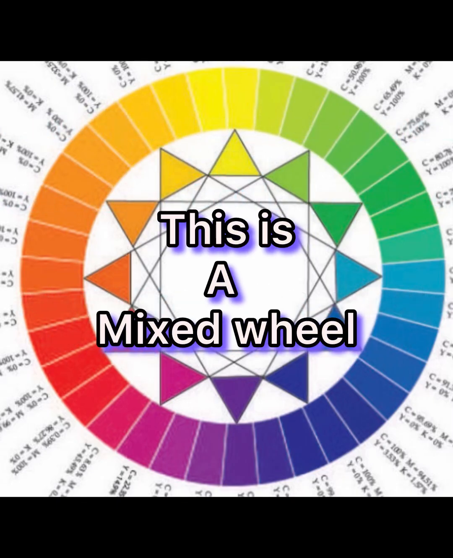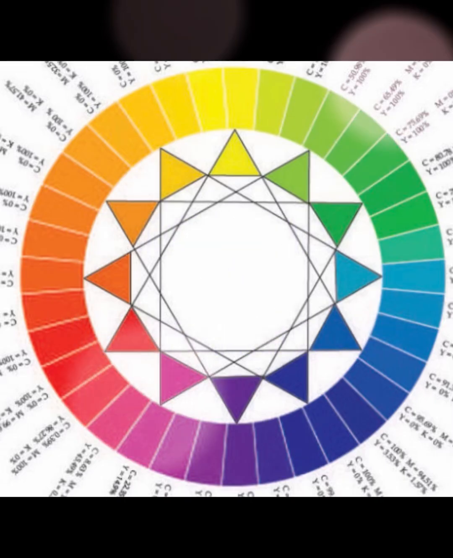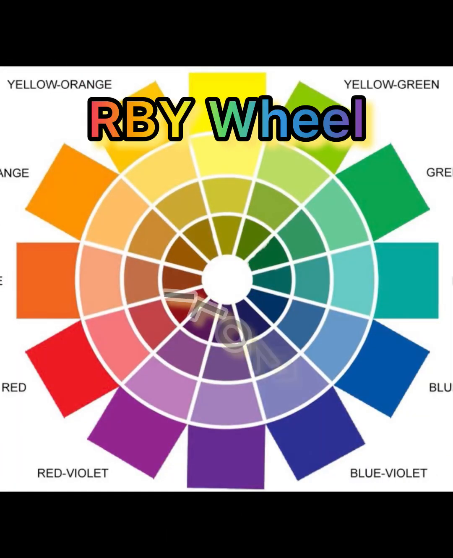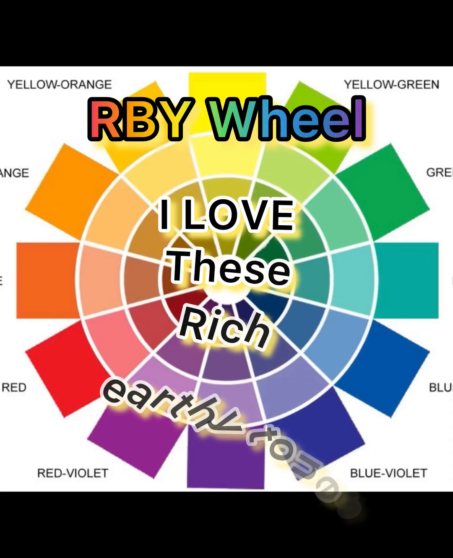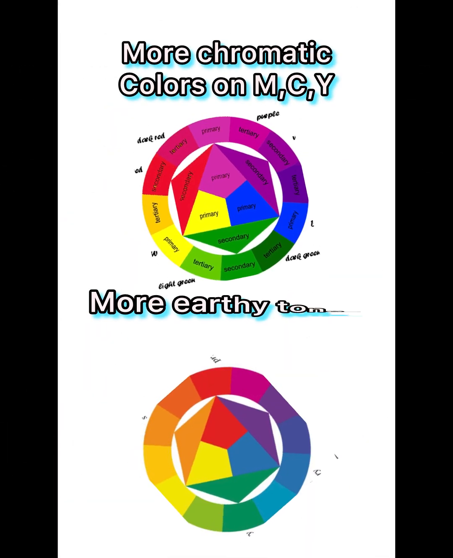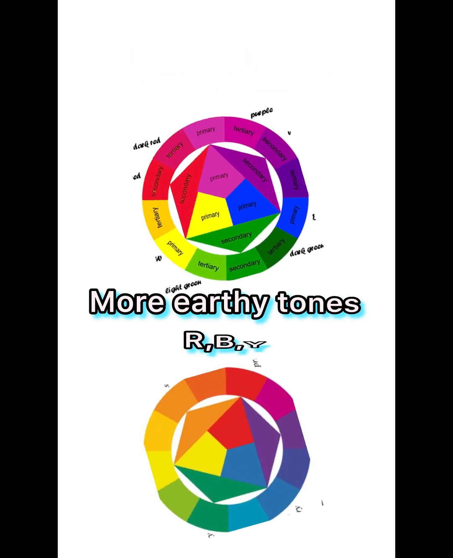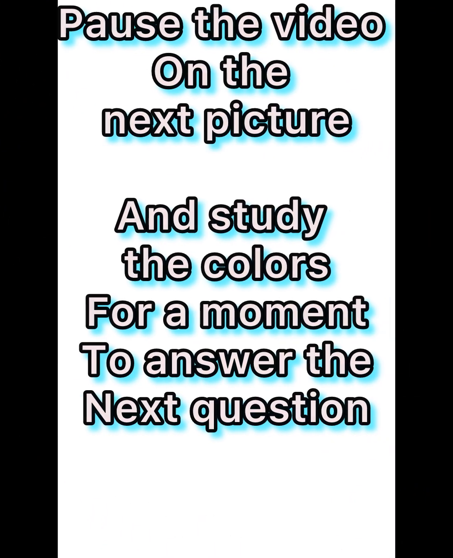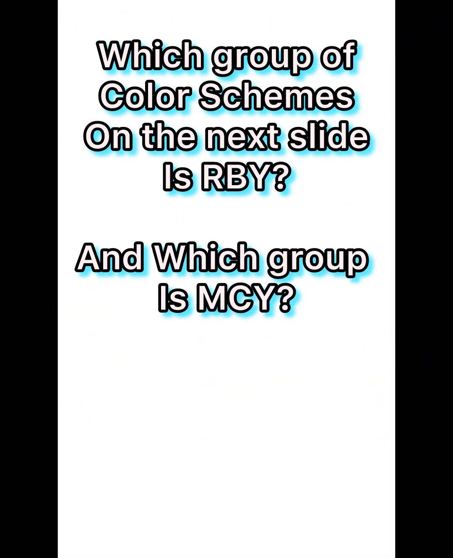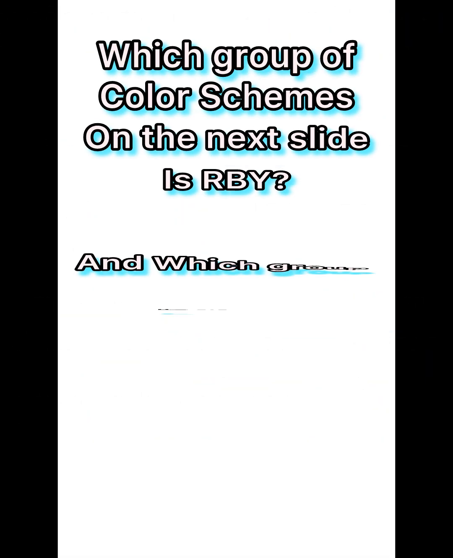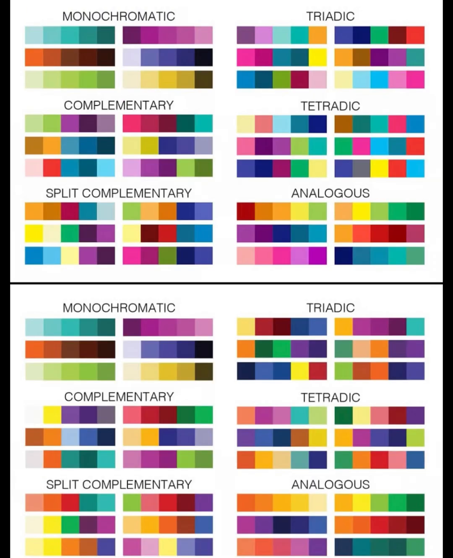This wheel we've been using, and all of them have been mixed wheels, okay? And here's the red, yellow, blue wheel again. Those rich earthy tones. I love them so much. So more chromatic color in MCY, more earthy tones in RBY. You're welcome to pause anytime. Definitely pause for this next one coming up. I want you to be able to tell me which one is RBY and which one is MCY. It is separated by top and bottom. So go ahead and pause it now and study those colors for me.